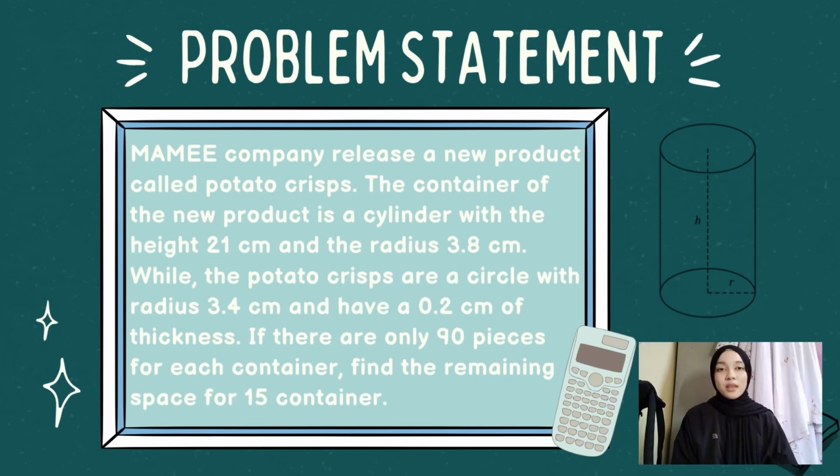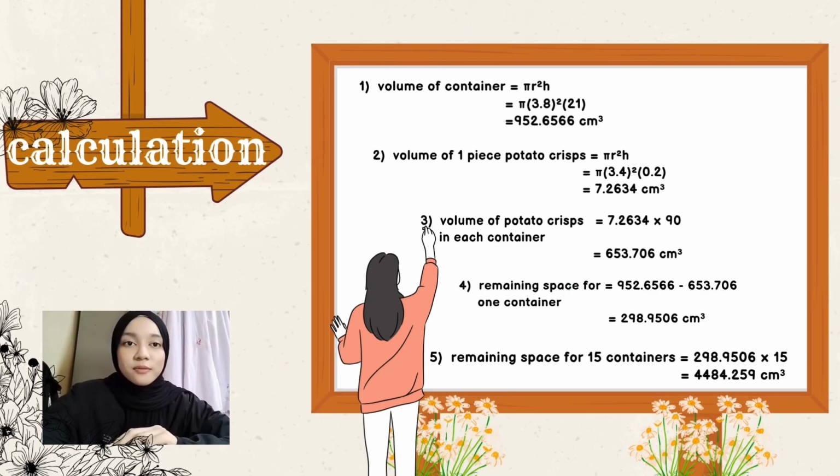Problem statement. Mommy Company released a new product called Potato Crisps. The container of the new product is a cylinder with a height of 21 cm and a radius of 3.8 cm, while the potato crisps are circles with a radius of 3.4 cm and 0.2 cm of thickness. If there are only 90 pieces for each container, find the remaining space for 15 containers. So we need to find the remaining space for 15 containers.